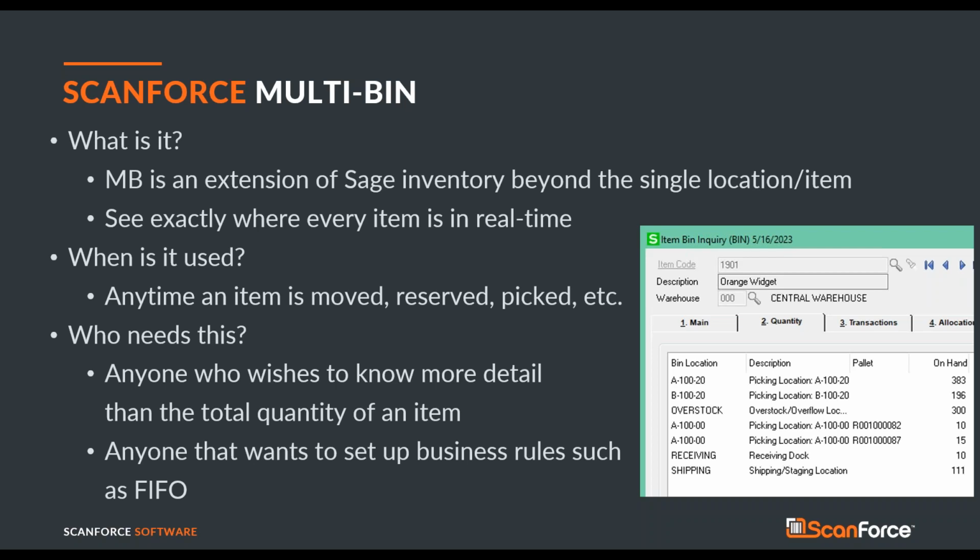We wrote this multi-bin solution. And you can see once we add that, I'm still looking at one item in one warehouse, but now I've got 2 picking locations. I've got an overstock location. I've got a couple of pallets here. I've got 10 sitting on a receiving dock that just came in. I've got 111 sitting in a staging area waiting to go out. I can see exactly where everything is instead of just, hey, there's 1,000 out there under the roof somewhere, okay?